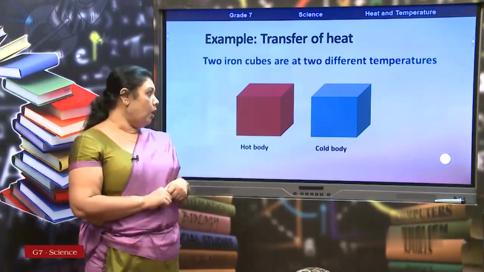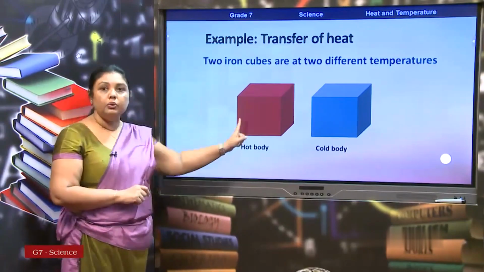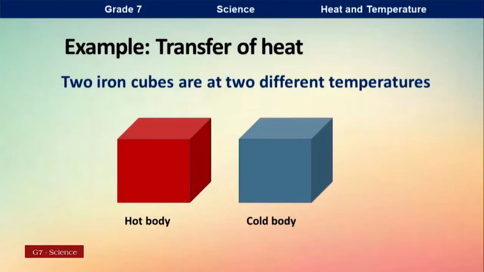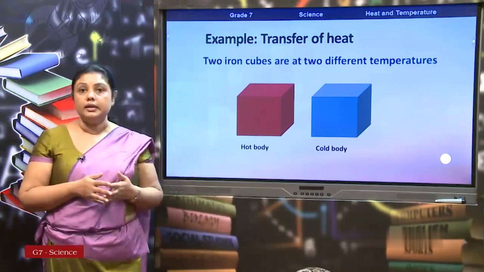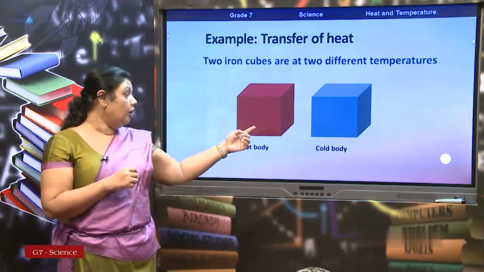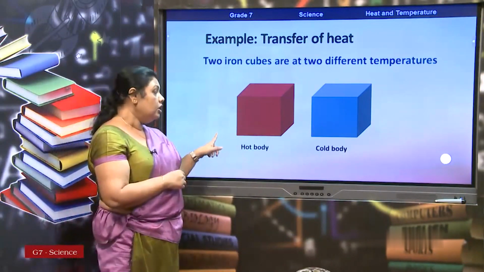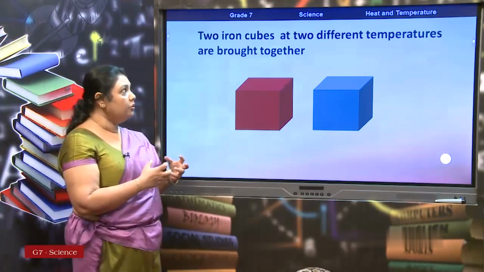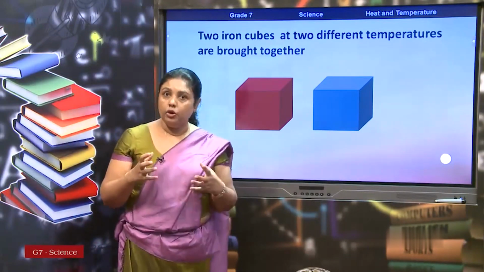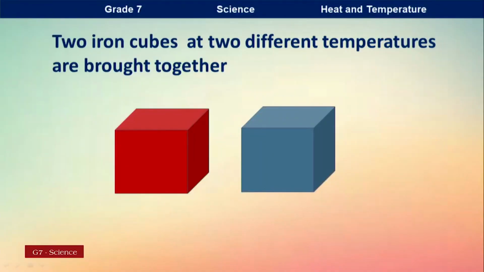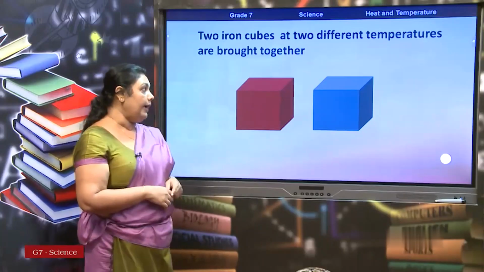Look at these two blocks here. One is a hot block, you can see it in red color, and this is a cold block, in blue color. These are two iron blocks. What are we going to do? We are taking these two blocks at two different temperatures. Obviously the hot block is warm, the cold block has less temperature. So we are going to bring them together. This hot block is brought closer to the cold iron block. So we will see what will happen.